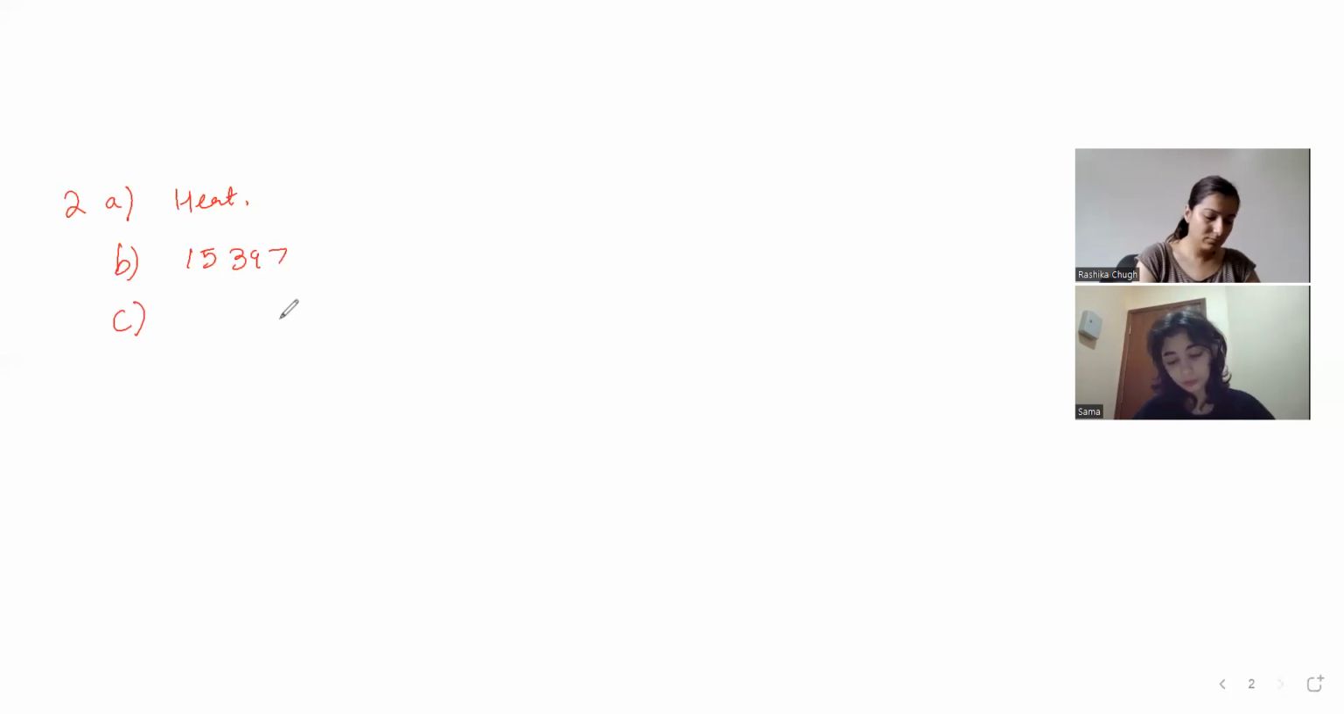Then question number 3. 3A, I put frequency table. 3B, I put 4980 people. For 3C, I put district C due to it having the highest number of mobile and laptop ownership rates. Correct. And for D, we'll have to draw the graph, right?